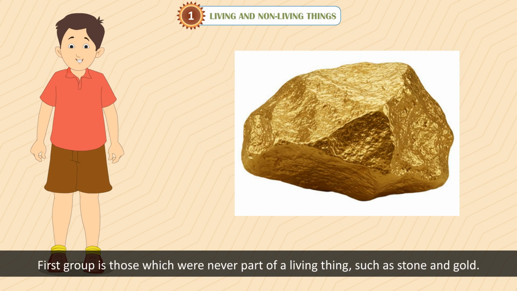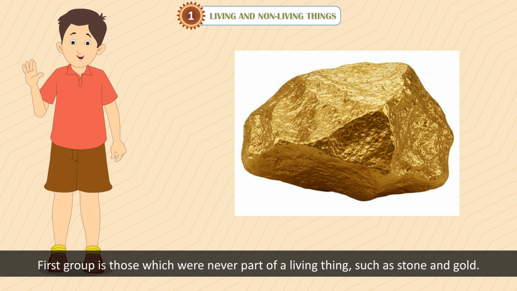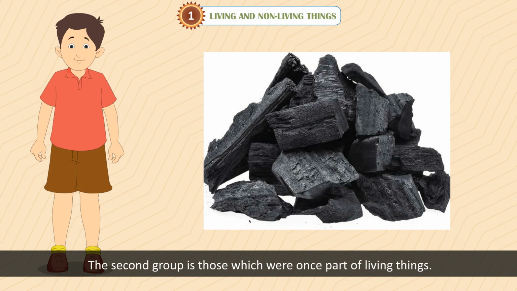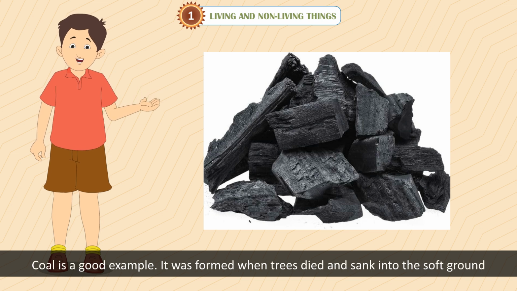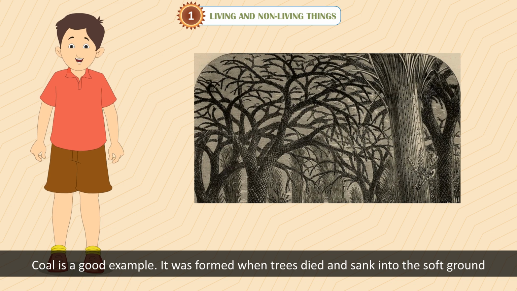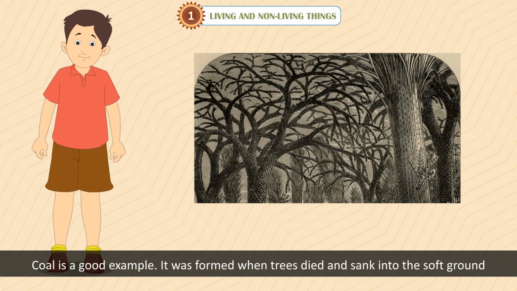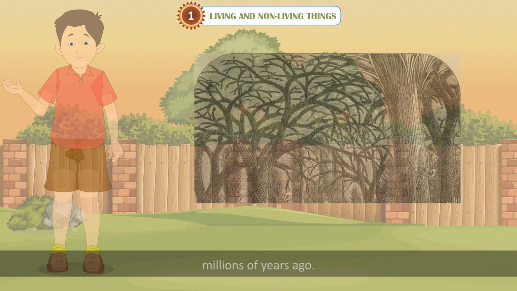First group is those which were never part of a living thing, such as stone and gold. The second group is those which were once part of living things. Coal is a good example. It was formed when trees died and sank into the soft ground millions of years ago.